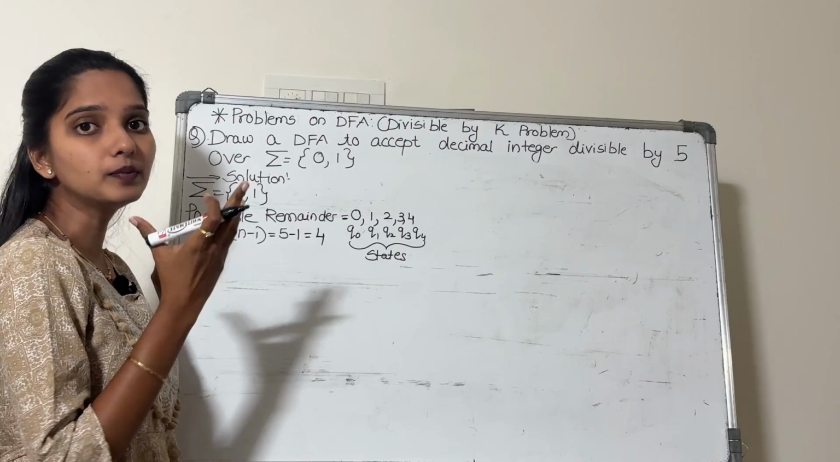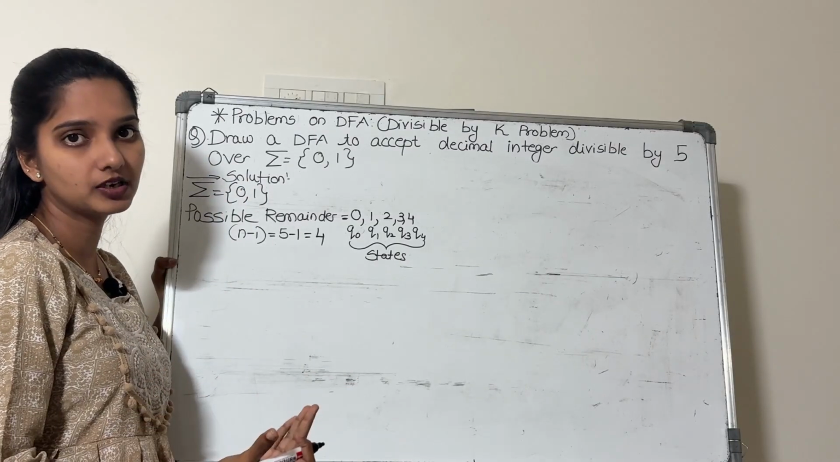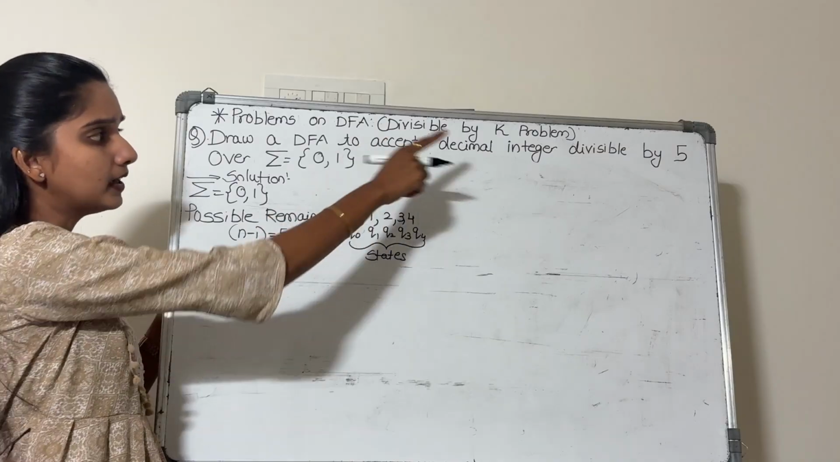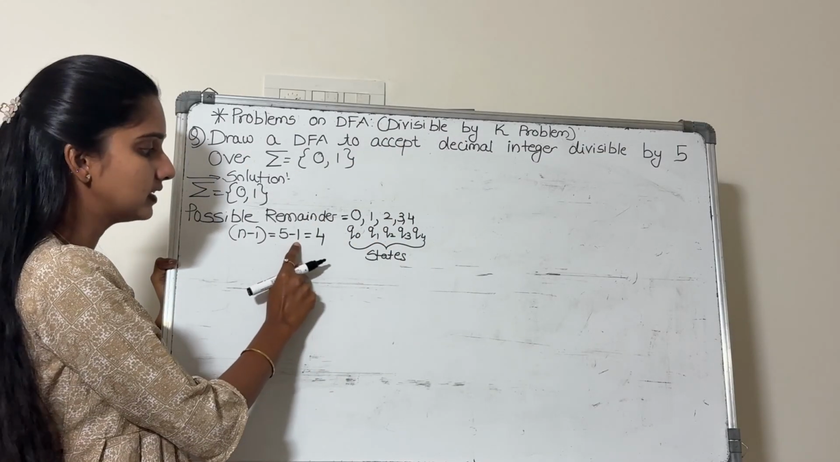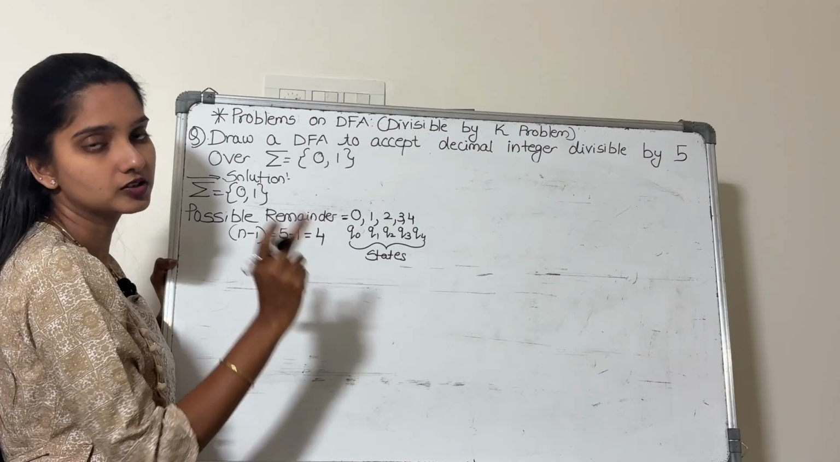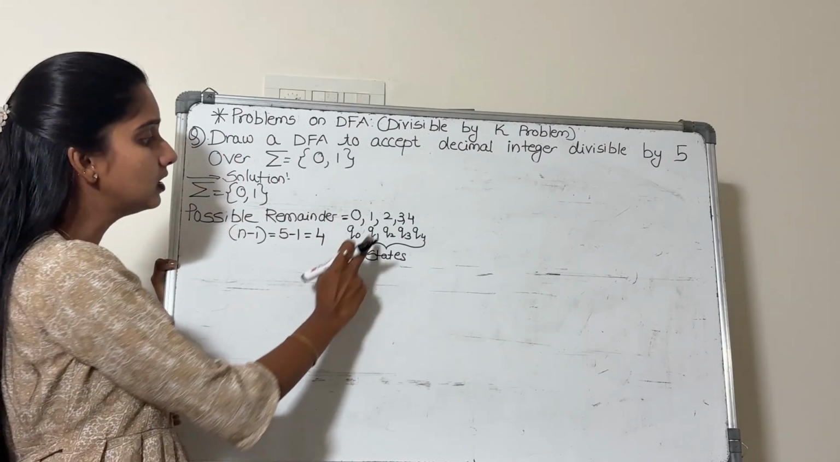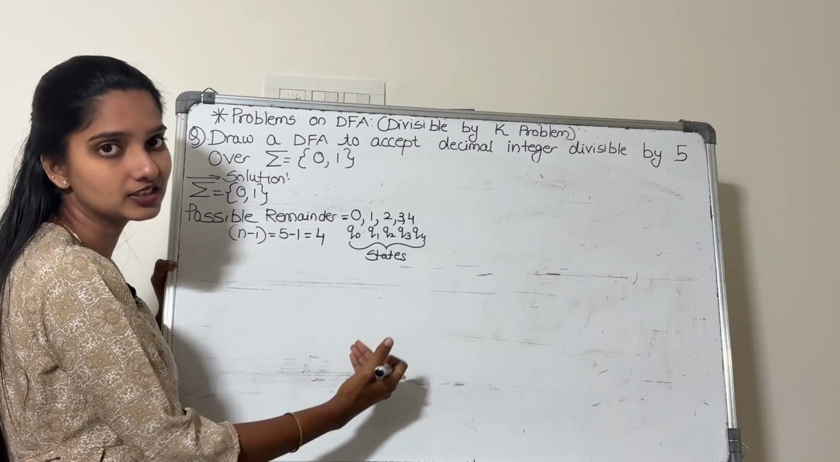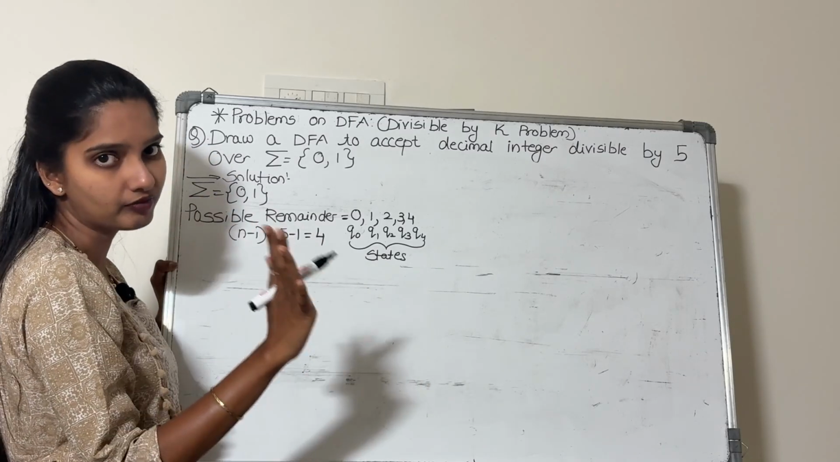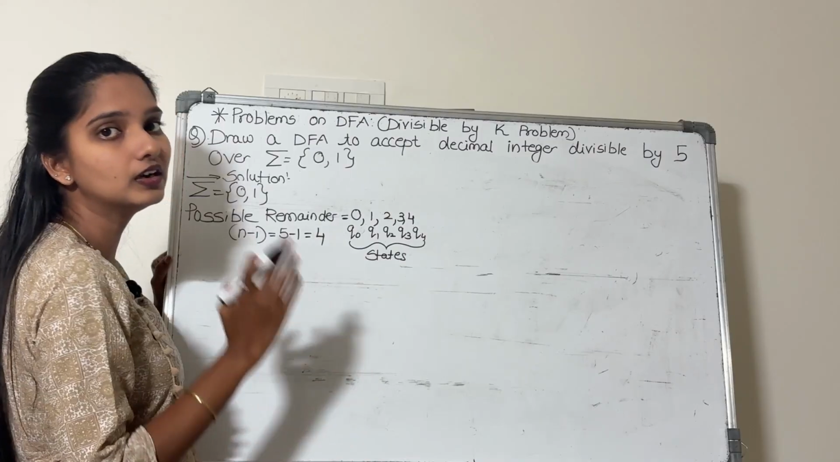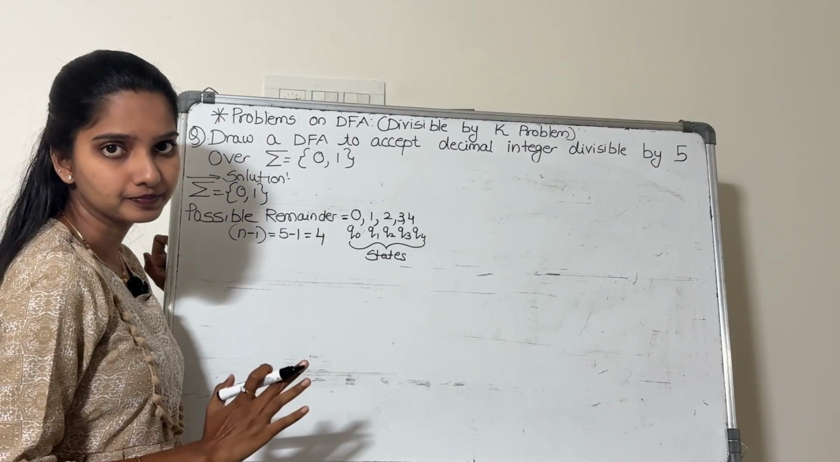So this is going to be your first step: to find the possible remainders. How do we find them? We apply the formula n minus 1, where n is the number given to you, which is 5 minus 1, which is 4. So 0 to 4 are the possible remainders, and along with them we get the states. How many states? A total of 5 states, which are 0, 1, 2, 3 and 4. So these are going to be the states in my DFA.